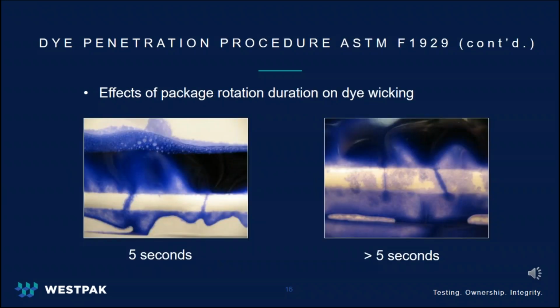The picture on the left shows what a channel leak looks like within the first 5 seconds of the dye penetrant being exposed to the seal. The channels will be visibly clear. The picture on the right shows the effects of dye wicking when the seal is exposed to the dye penetrant for a duration of over 5 seconds. This is not to be mistaken as a channel leak, as the dye penetrant travels through the porous Tyvek layers. This is why it is crucial to make observations in the first 5 seconds of the dye penetrant exposure to the seal.